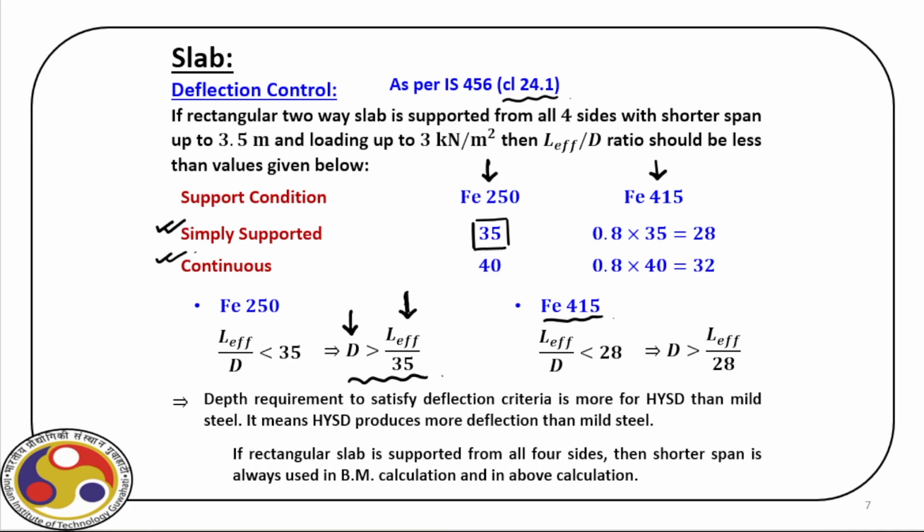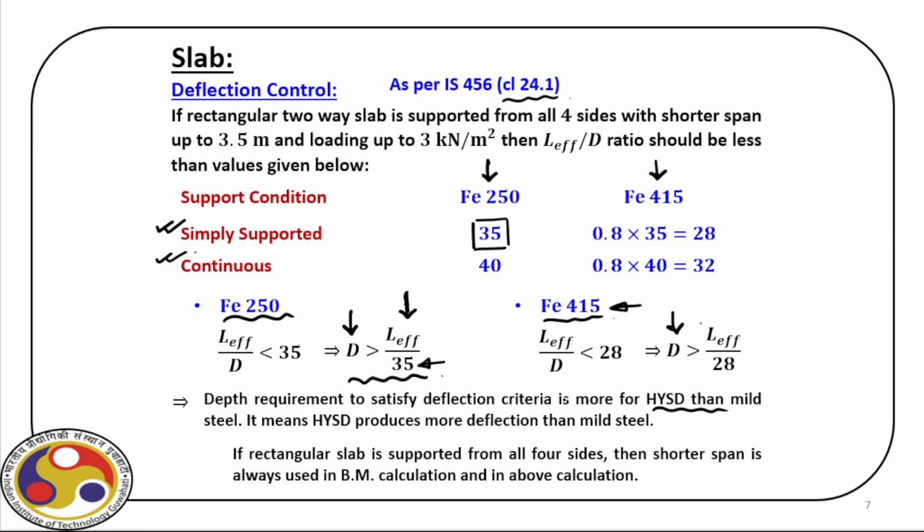For deflection control. Now, depth requirement to satisfy deflection criteria is more for HYSD bar, as you can see here, than mild steel. It means HYSD bar, for example, this case of Fe415, where D should be greater than L effective by 28, as opposed to when we have Fe250, where D is greater than L effective by 35, right? So this D for Fe415 is more, which means HYSD produces more deflection than mild steel.